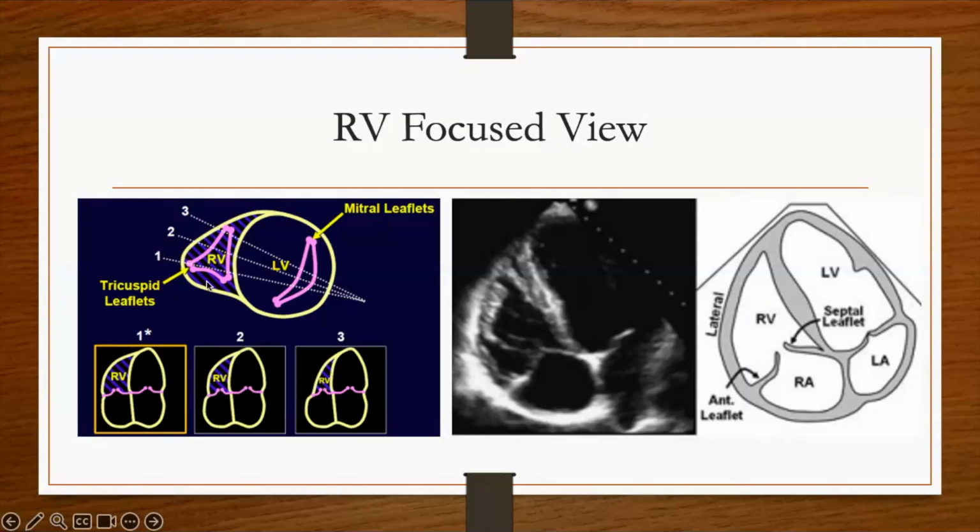Each of these lines here are numbered and correspond to each of these schematics down here. And ideally, we want the RV focus view where you can see the anterior and septal leaflets of the tricuspid valve, and it just allows for looking at the sizes in the way that they're standardized. And you want to make the RV look at its biggest, if we want to put it simply, when we're looking at these size assessments.